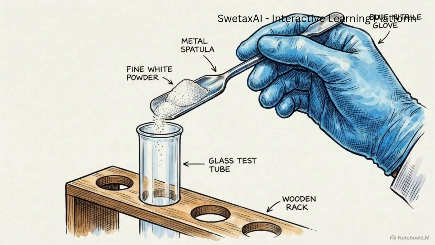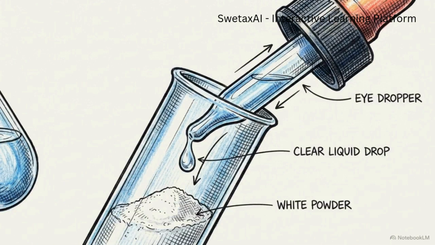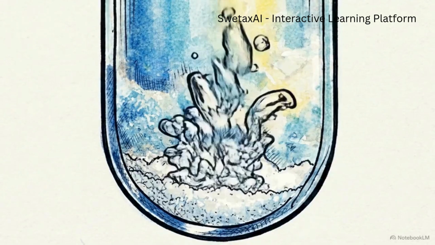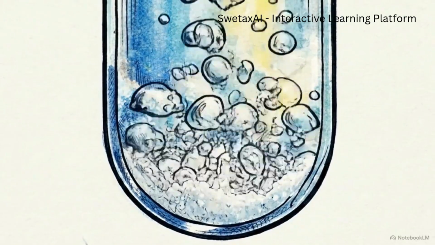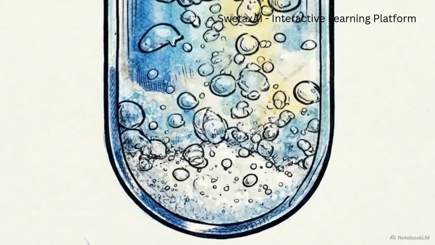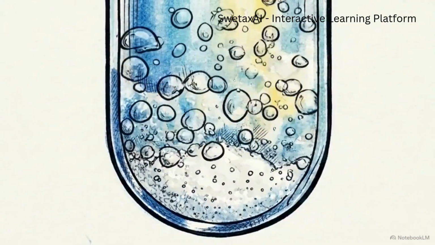Step 1. Take a spatula full of sodium carbonate powder, that is Na₂CO₃, and place it into your first test tube. Then add 2 milliliters of dilute ethanoic acid. The exact moment the acid hits the carbonate powder, you get brisk effervescence. The liquid rapidly fizzes and bubbles as gas is expelled.